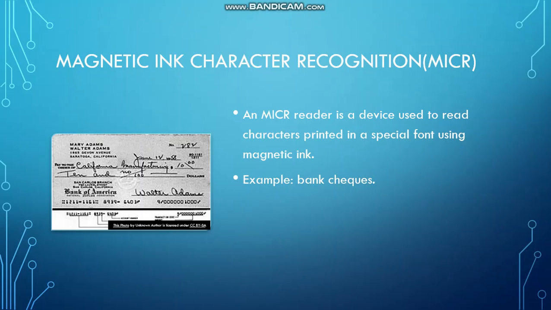The short form of it is MICR. An MICR reader is a device used to read characters printed in a special font using magnetic ink. For example, bank checks. So for bank checks, we use magnetic ink character recognition.